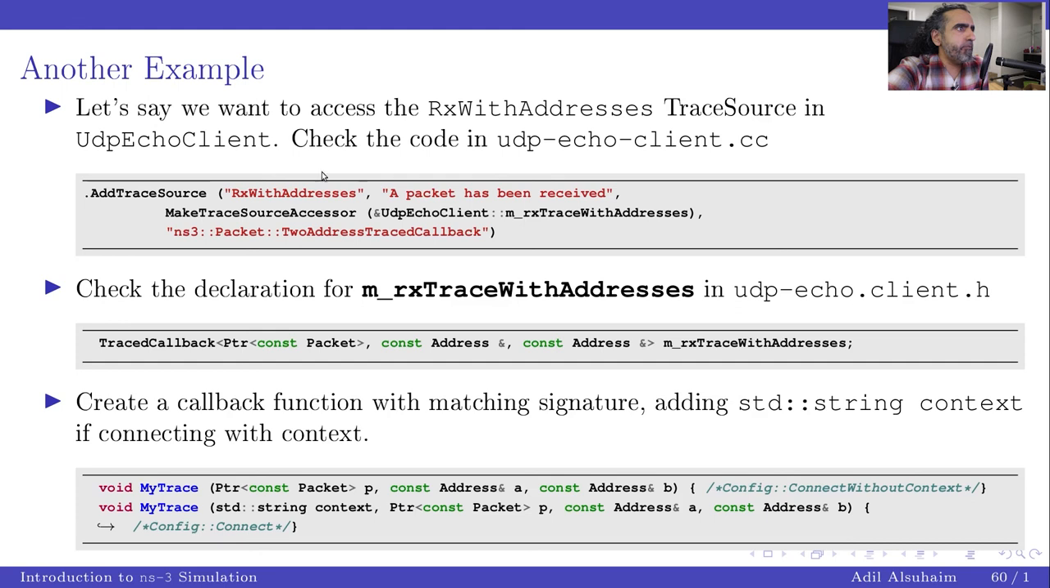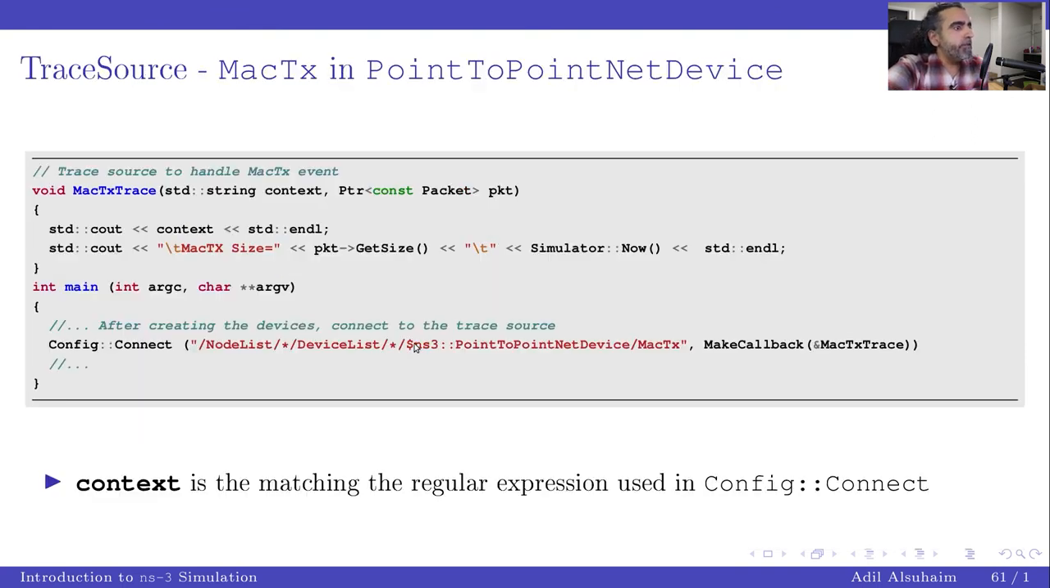This is another example if we want to use Rx with address, which is in the UDP Echo client. This is the signature required. So this is the callback we created. If we connect using the object without context, this is the signature. Or if we connect with a path, then the context here will be the path. And this signature matches what I was looking at earlier.